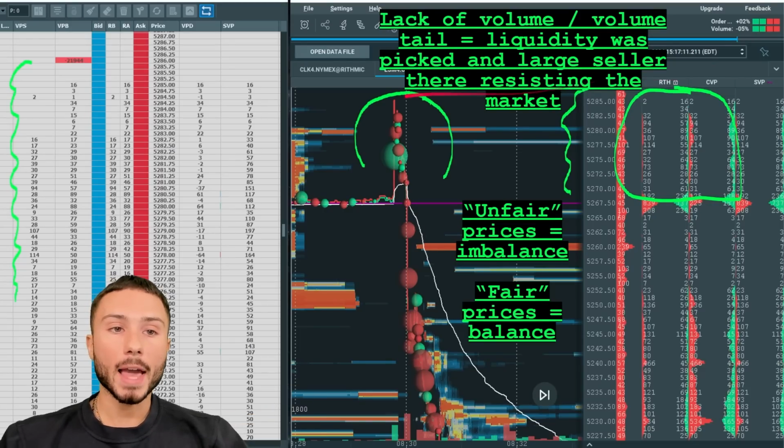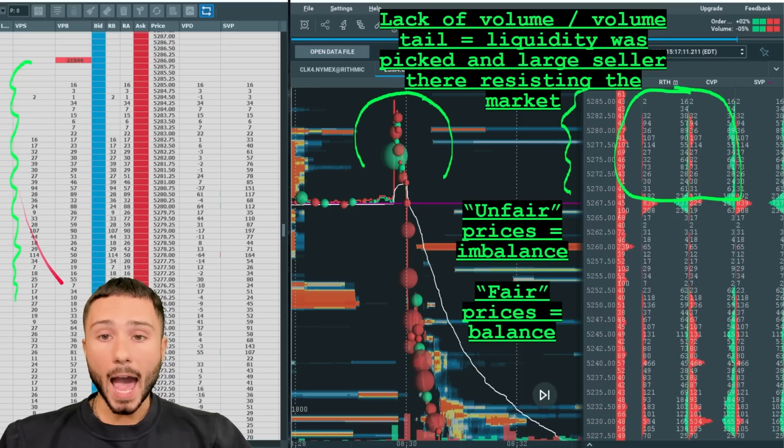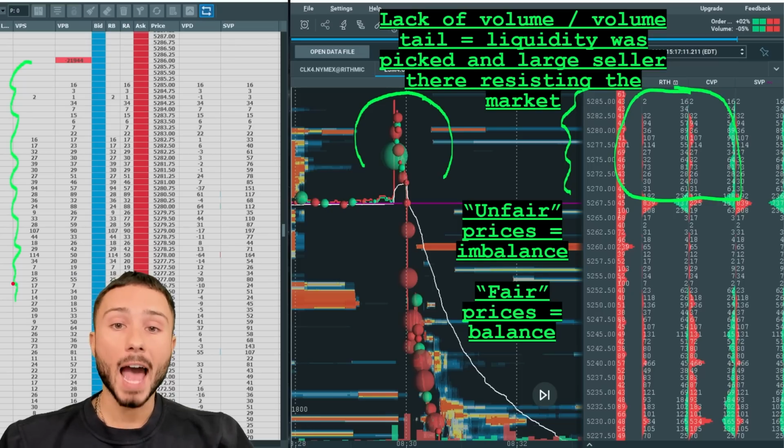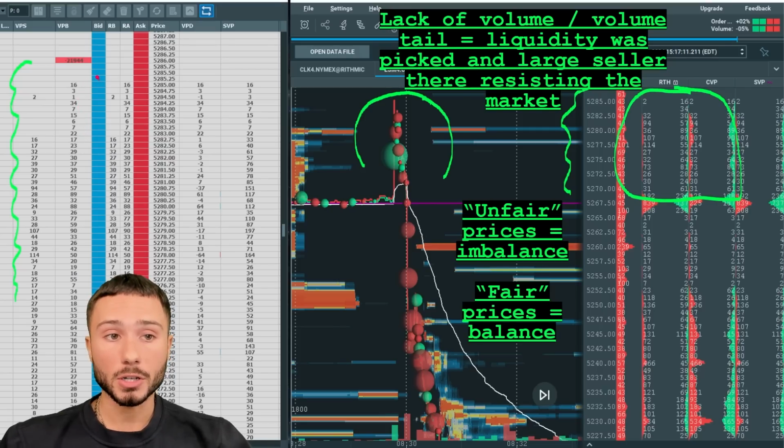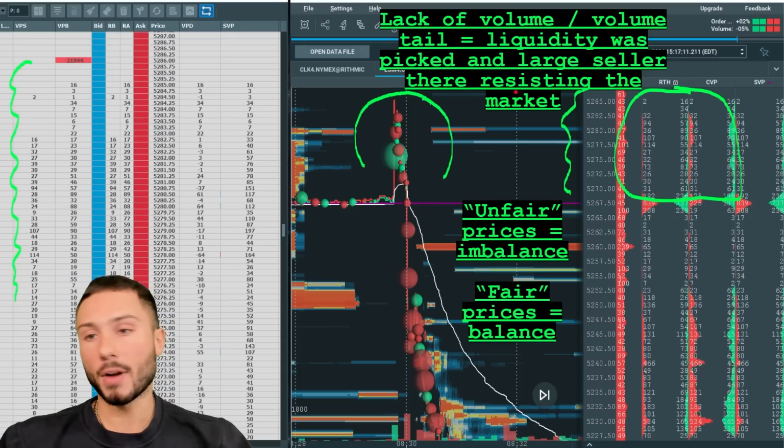Now, what this looks like on a depth of market, looking to the left of the screen here, we can see a lack of volume, meaning as the market broke out, there weren't many transactions occurring there. If there's not many transactions for a reversal, especially when a resistance or support level breaks, it's a good indication that the market may want to reverse, because nobody cared about that move. And in this example, there was a large seller there resisting prices higher.